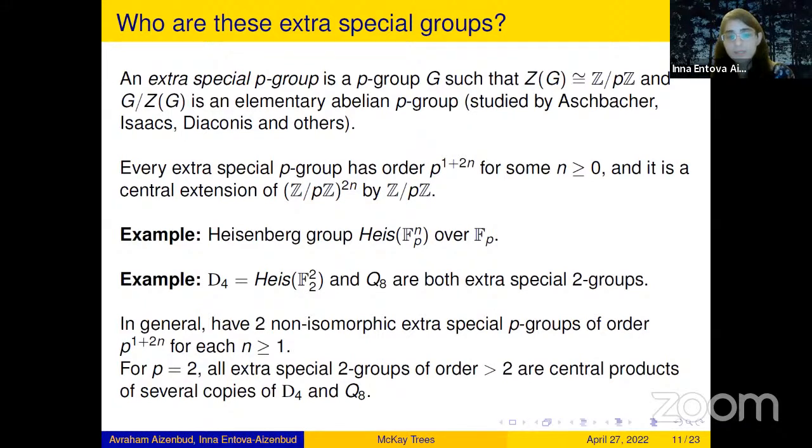And in fact, all the extraspecial 2-groups of higher orders can be obtained from central products of several copies of the extraspecial p-groups of order p to the third. And in the case when p equals 2, which is the case which we are interested in, this means that every extraspecial 2-group which has order greater than 2 will be a central product of several copies of the dihedral group D4 and 1 or 0 copies of Q8, the quaternion group.